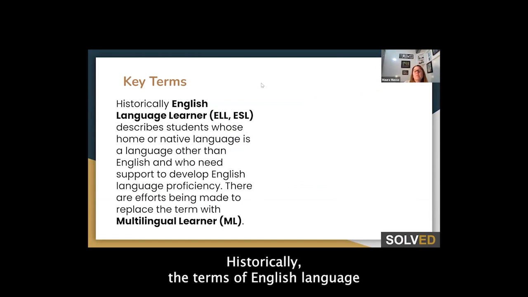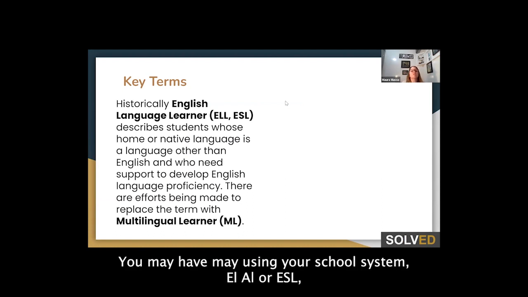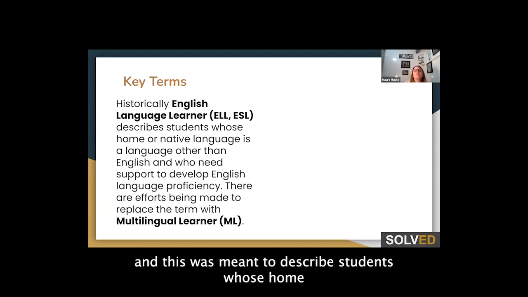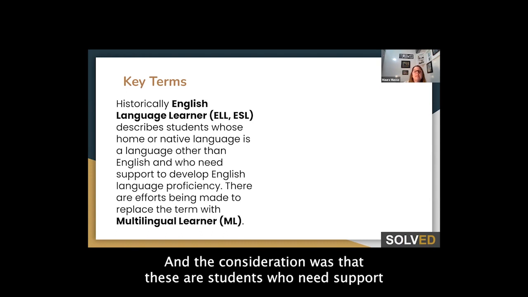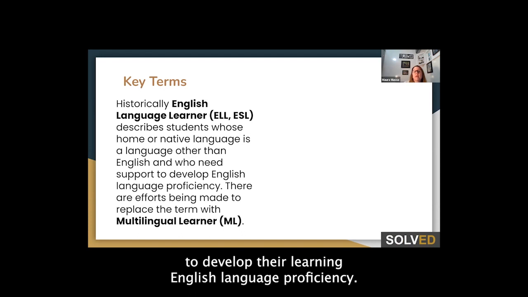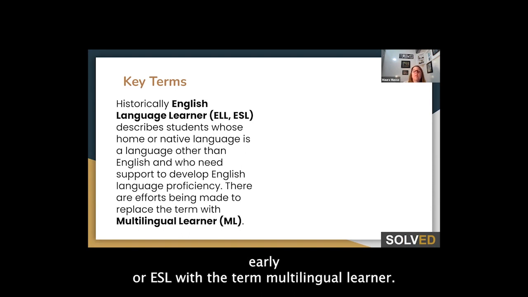Historically, the terms English language learner was used very broadly. You may use in your school system ELL or ESL. This was meant to describe students whose home or native language is a language other than English, and the consideration was that these are students who need support to develop their English language proficiency. Today, efforts are being made to replace these terms, either ELL or ESL, with the term multilingual learner.